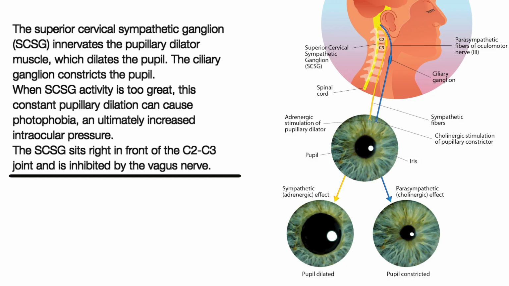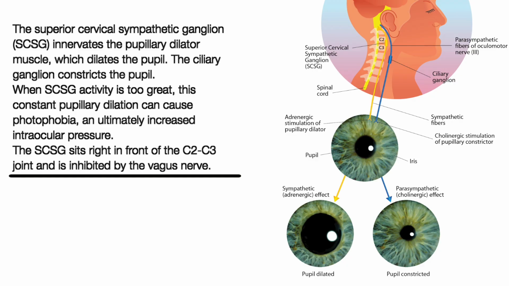The pupil dilates by nerve discharges from the superior sympathetic ganglion. The superior sympathetic ganglion does a lot of things. One of the things that it does is it dilates the eyes, but what often is forgotten is that the vagus nerve can inhibit the superior sympathetic ganglion.